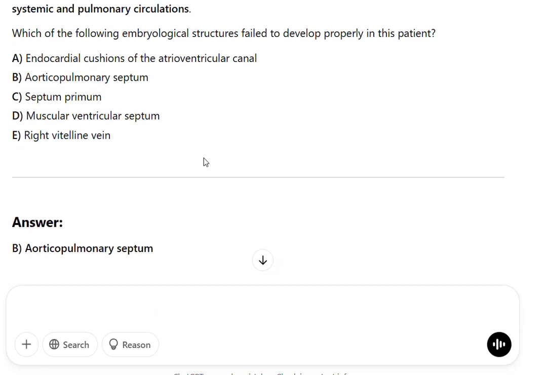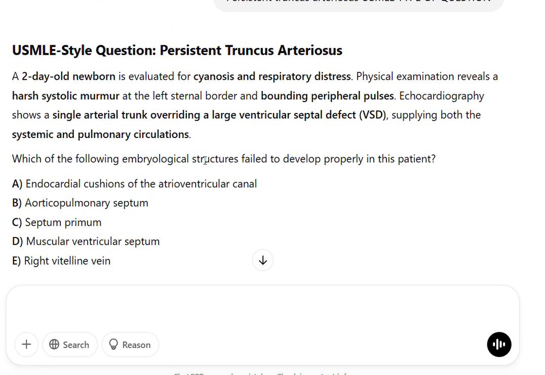USMLE style question. Persistent truncus arteriosus. A 2-day-old newborn is evaluated for cyanosis and respiratory distress. Physical examination reveals a harsh systolic murmur at the left sternal border and bounding peripheral pulses. Echocardiography shows a single arterial trunk overriding a large ventricular septal defect, VSD, supplying both the systemic and pulmonary circulations.